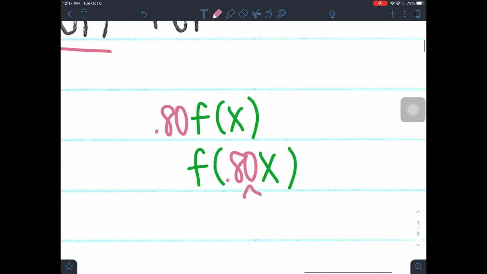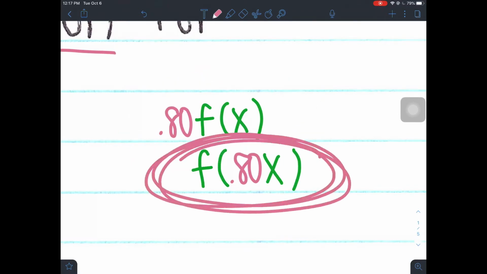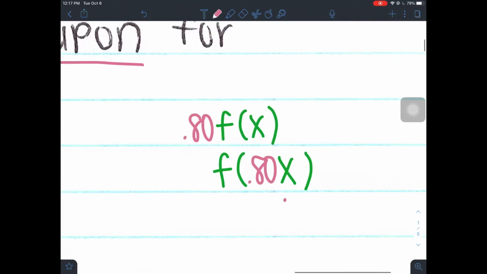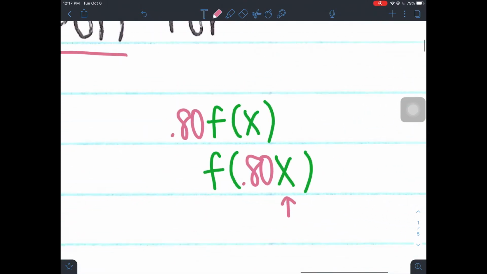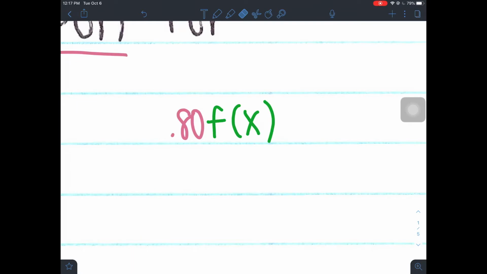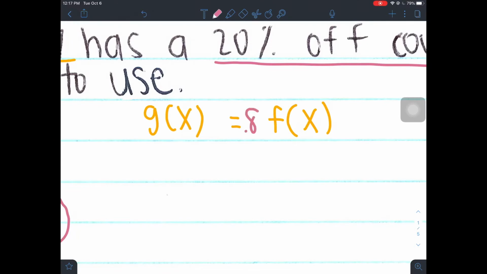If you have 80% on the inside only, that means he's only getting 20% off of tacos only. So he wouldn't get 20% off of everything. Here we would get 20% off of everything. We'd only have to pay 80% of it. Here we get 20% off of just tacos. And here's why. What does x represent in our problem? Well, x represents the number of tacos. This would mean that you would only have to pay 80% for tacos only. So no drinks, no chips and salsa, none of that kind of stuff. But this is for his total cost, so you want to multiply it to everything. So we would have 0.80 on the outside.